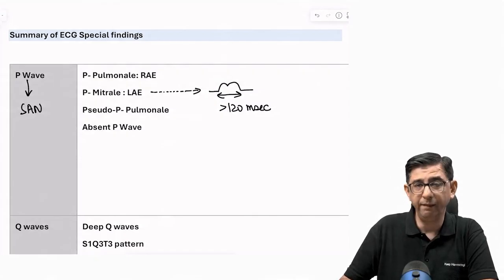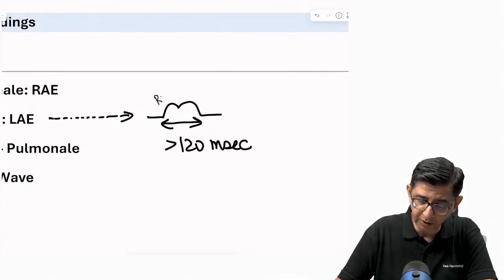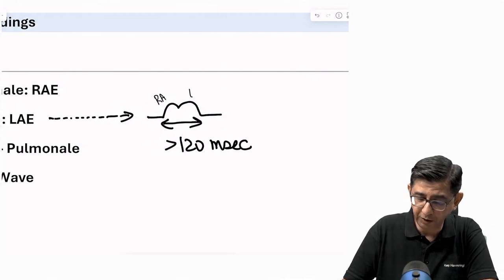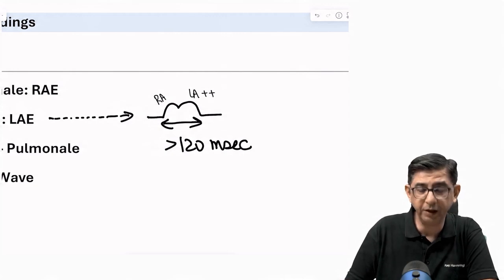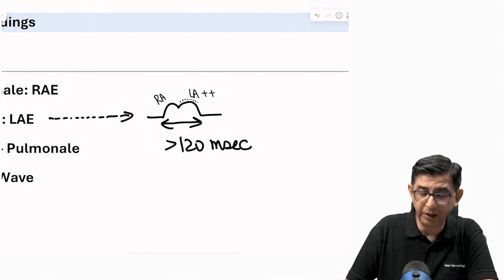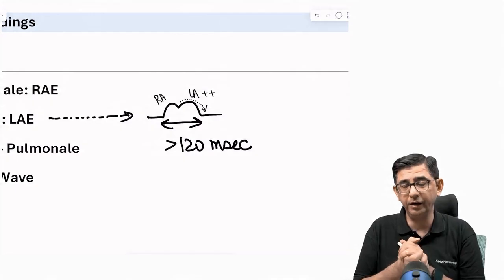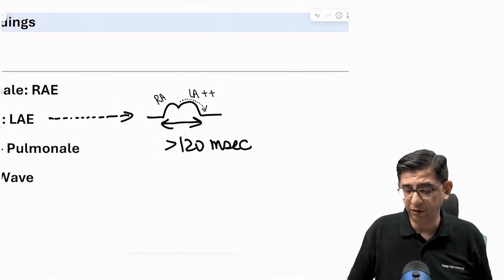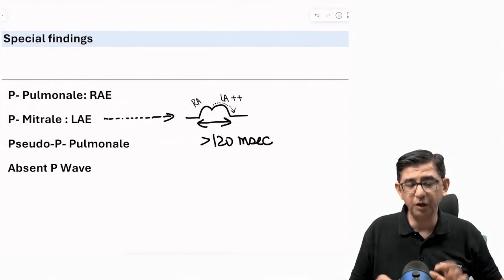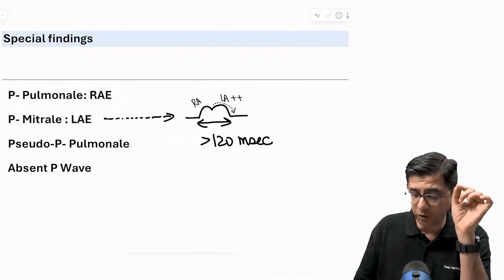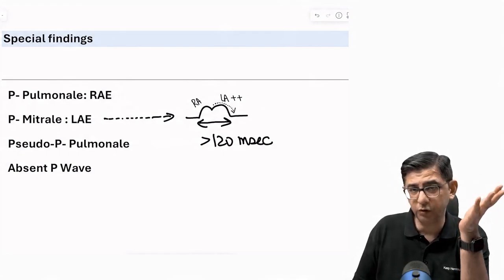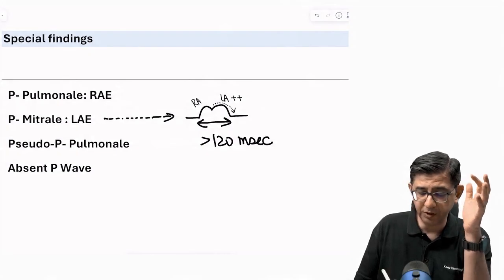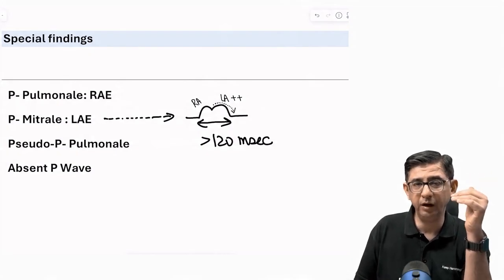The reason is that in this patient, the right atria size is normal, but the left atria has become relatively more dilated, and because of dilation, it will take more time for the current to go across the dilated left atria. You can see if the left atria is structurally dilated, then the current will take more time to go across it. So P mitral basically means duration of the P wave more than 120 milliseconds. Normal, I told you, is 120 milliseconds. The reason for this is LAE, left atrial enlargement.